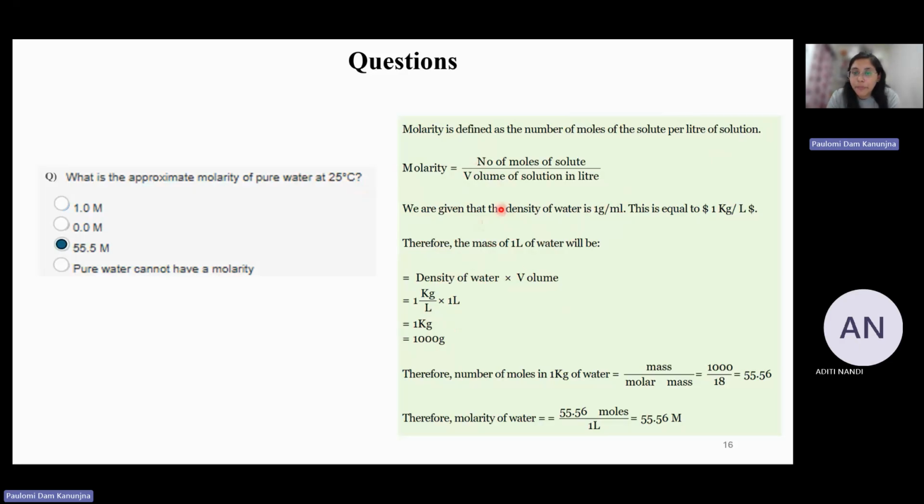That means for molarity, you can find out the number of moles. The number of moles is given by the mass divided by the molar mass. So you have 1000 grams by 18 grams, H2O being 2 plus 16, so 18. 1000 by 18 is 55.56, and molarity is basically 55.56 moles per 1 liter, which is 55.5 molar. We have done this and more similar questions, with extensive numericals going on. So I'm glad that you remembered it. Good job there.